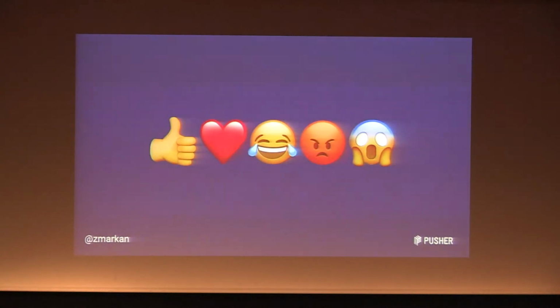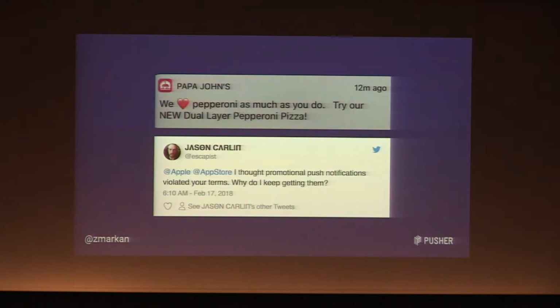And the same for social, but for social, for instance, it's actually quite interesting if you see that someone has commented on something that you've posted, or liked it, or hated it. But they're completely different. And again, this kind of stuff. Papa John's: we love pepperoni as much as you do. Try our new dual-layer pepperoni pizza. It makes me quite hungry, actually. But that's just spammy, and it's actually against the guidelines and even terms of service for Apple, and I believe also for FCM.